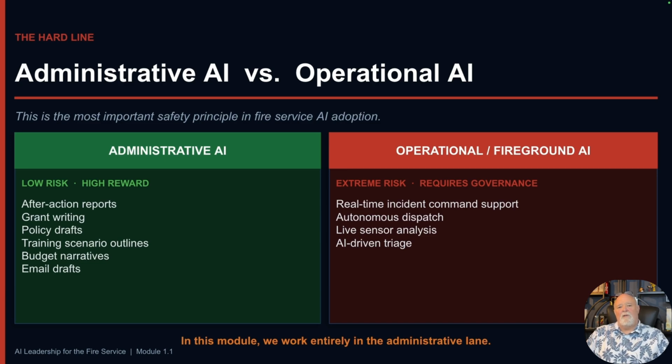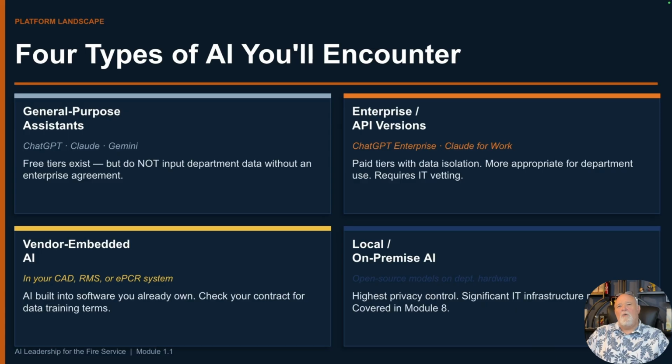The hard line between these two categories is something I expect every person on this webinar to internalize before we move on. You're going to encounter different AI tools across your department. Vendor integrated products, enterprise licenses, and consumer grade tools your staff are already using without telling you. Command staff need a working map of the terrain. There are four categories or four types of AI you'll encounter.